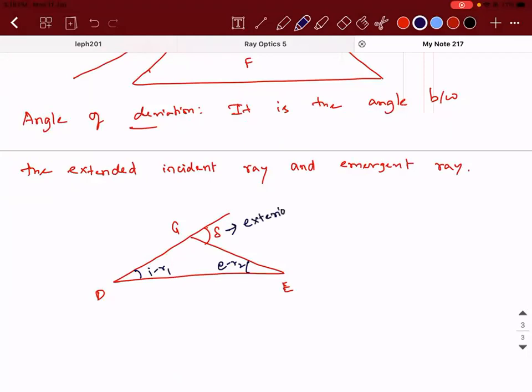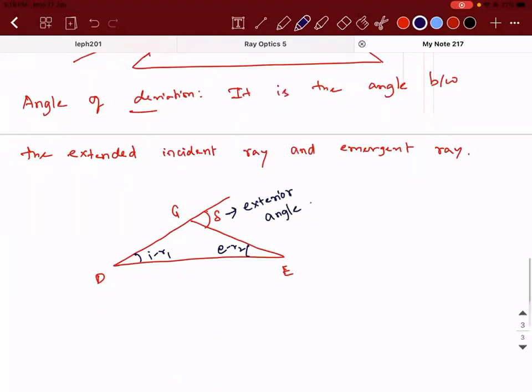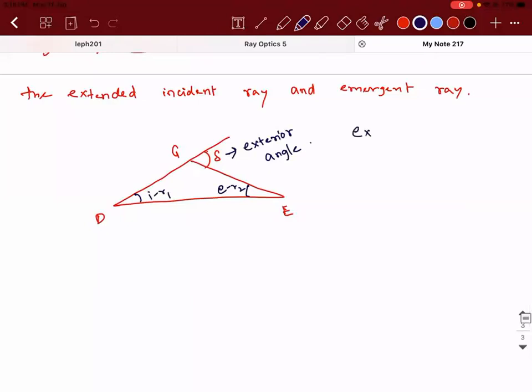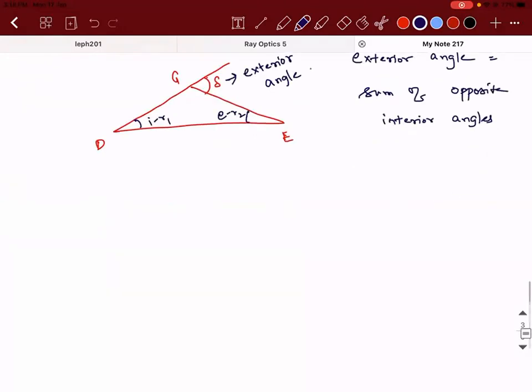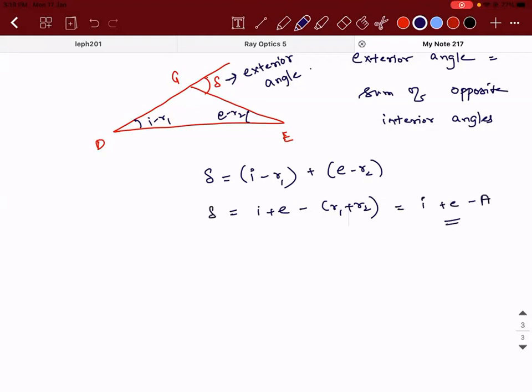Delta is the exterior angle. So can I say that the exterior angle is equal to the sum of the opposite interior angles? When that is the case, I say delta is equal to I minus R1 plus E minus R2. So it will be I plus E minus of R1 plus R2. But just now we found out that R1 plus R2 is A. So delta is equal to this thing.